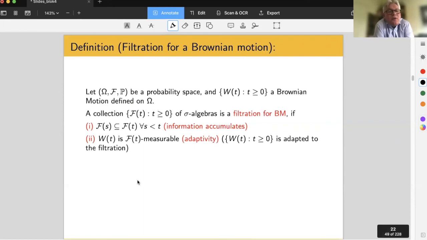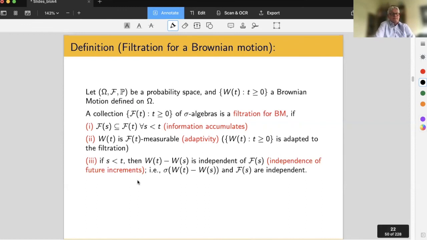Secondly, W_t is F_t measurable. That is also known as adaptivity, and it basically means W_t, t larger or equal to 0, is adapted to the filtration. Third, when s is less than t, then W_t minus W_s is independent of F_s. So there's an independence of future increments. We have seen that also for the symmetric random walk, for example. In other words, the sigma algebra of W_t minus W_s and the filtration F_s are independent.